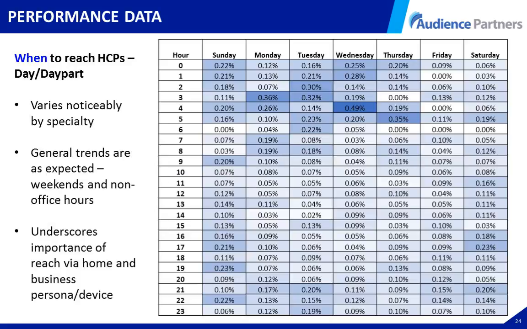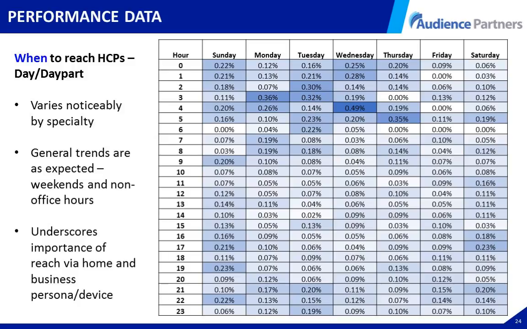And then when to reach healthcare professionals. So this goes to day and day part. This is just an example of, again, some of the hundreds of campaigns that we've run. When we look at this in aggregate, we do notice that it does vary by specialty. As you can imagine, the life of an oncologist versus a cardiologist versus a surgeon versus a primary care physician is going to differ. And we can account for that and start to look at different days and day parts.